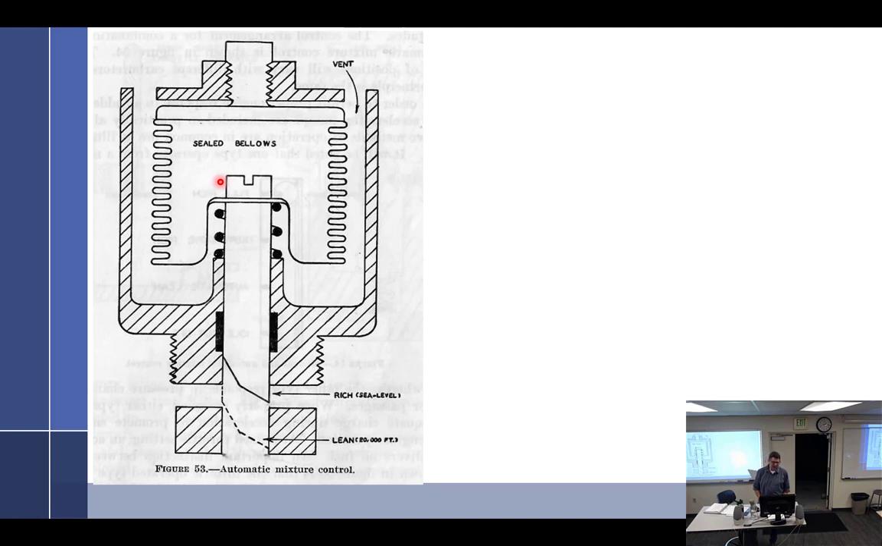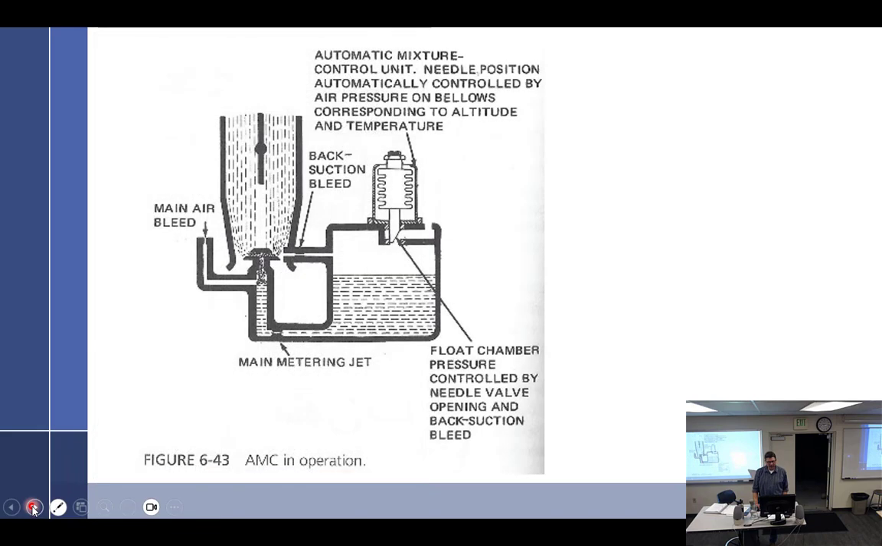All right, so that's what this does. So we have this sealed bellows, and we can put it right here in this little spot, as they did. So let's see what it says. Automatic mixture control unit, needle position automatically controlled by air pressure on bellows corresponding to an altitude and temperature. I said that. Float chamber pressure controlled by needle valve.